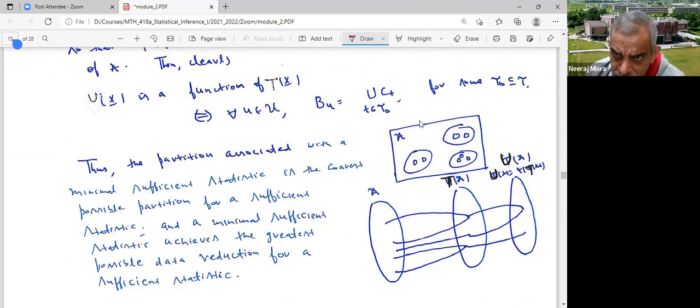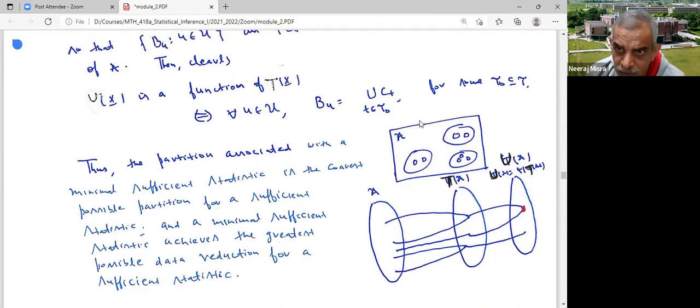Let us look at this particular point. This point is a union of what points in T? It is the union of these 2 points in T. So that means a single point here may correspond to more than 1 point over here. So if I look at the partition set B_u, it will be the union of partition sets of T. For example, if it was only a singleton, what were the points over here? It was this point as well as this point going to it. So B_u is the union of C_t for t belonging to T_0.